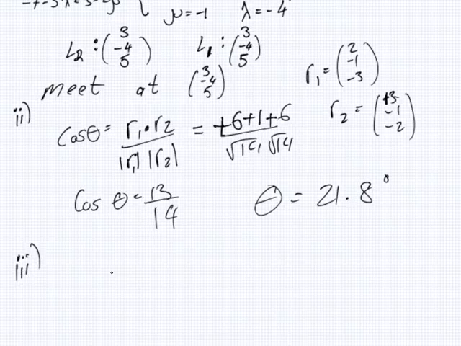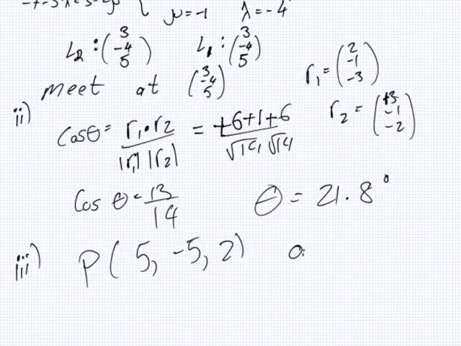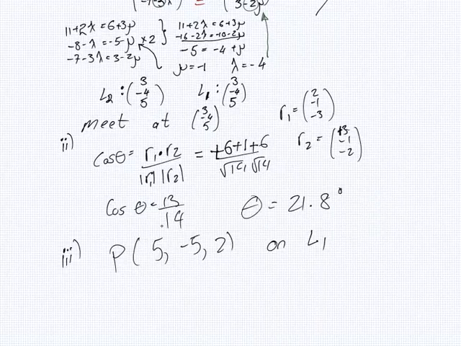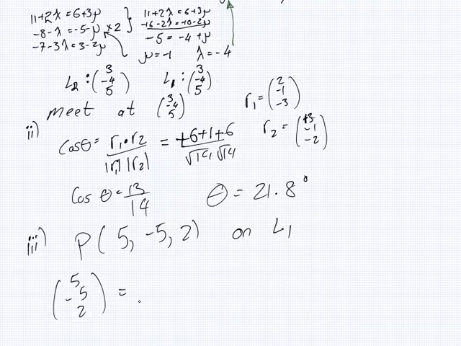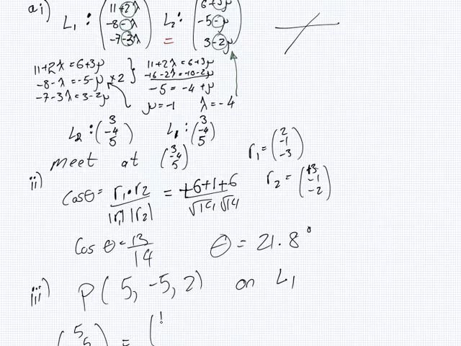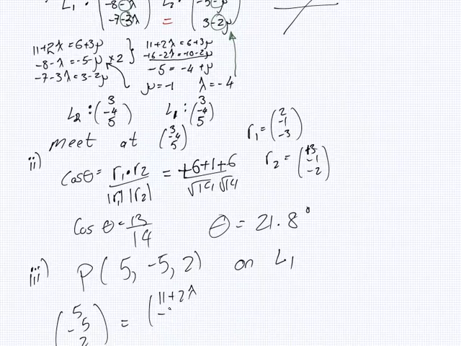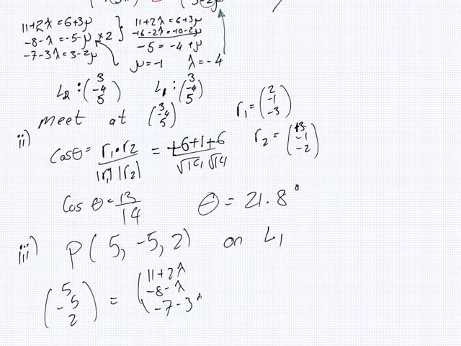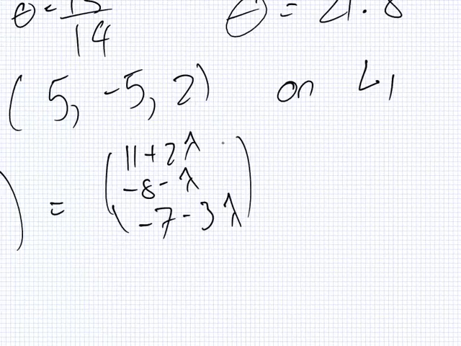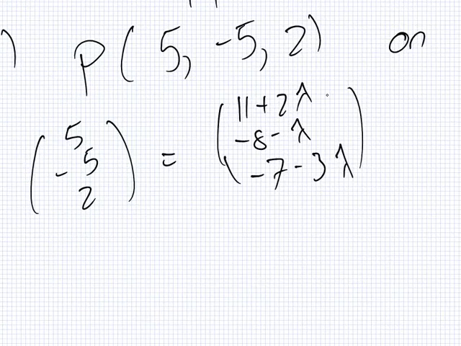Show that point B, 5, minus 5, 2, lies on the line L1. So you want to show that 5, minus 5, 2 is on L1. And L1 is 11 plus 2 lambda, minus 8 minus lambda, and minus 7 minus 3 lambda. Is that what I said for L1? To show that a point is on the line, all you need to do is find the lambda to make the point.